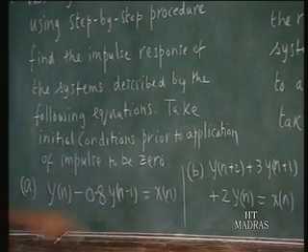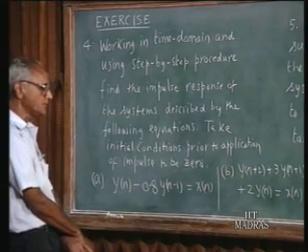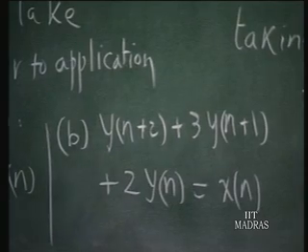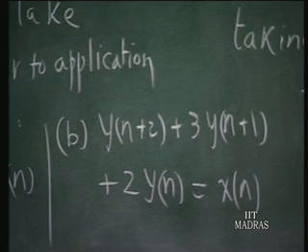The second equation is yn plus 2 plus 3 yn plus 1 plus 2 yn equals xn. So, this is the second order difference equation. So, for these two systems, two difference equations, you take xn to be the impulse and find out the yn as a sequence of samples taking yn to be 0 for values of n less than 0.